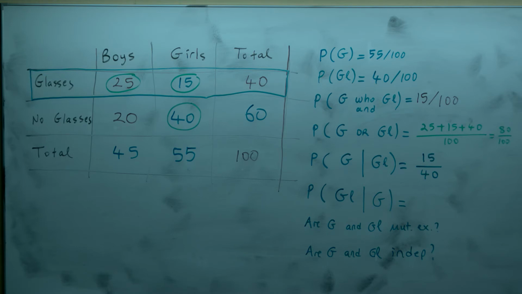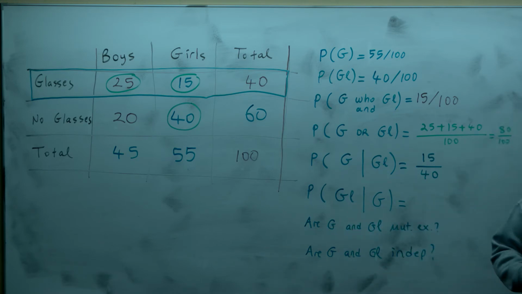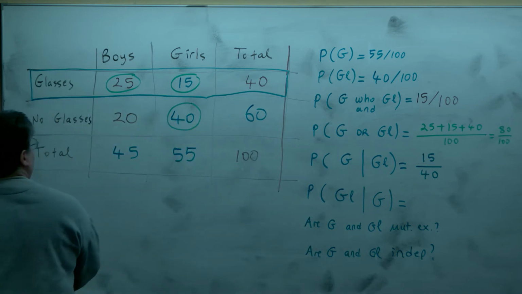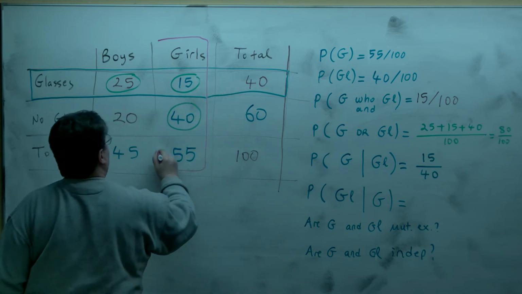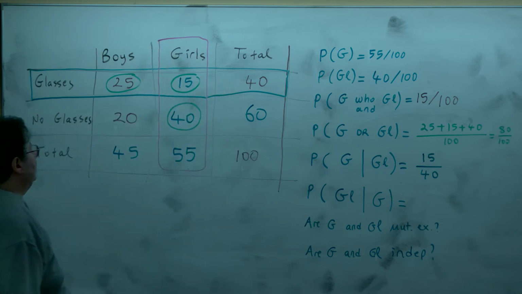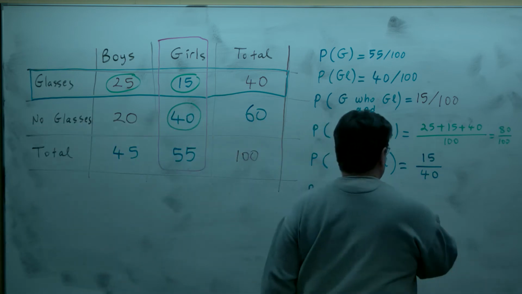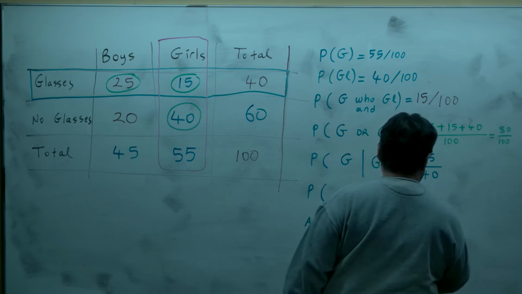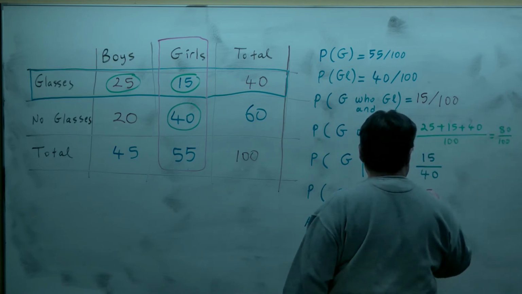And the next question, what is the probability that a randomly selected student wears glasses, given that she is a girl? In that case, now you have to limit the sample space to these people, because you are given that the person is a girl. So the denominator will be 55. Out of the 55, the people who are wearing glasses are 15. So 15 over 55.